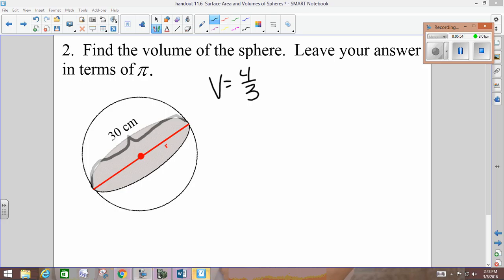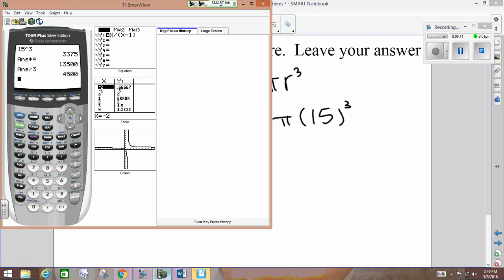Volume formula, 4/3 pi r cubed. Diameter is 30, so then your radius is going to be 15. In terms of pi, you just punch everything but the pi value into the calculator.